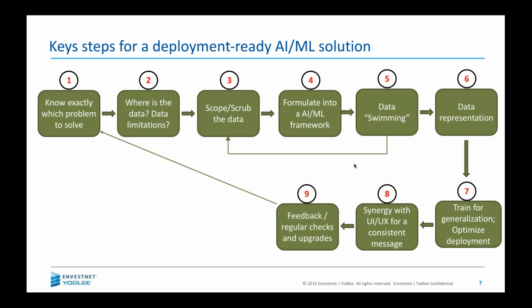Step 7 is training the ML framework so that the outcome is generalizable, and I'll give you some examples of it later on. And then also be able to deploy it so that the solution is not prohibitively expensive. And expensive need not just be from a cost perspective, it can also be time.